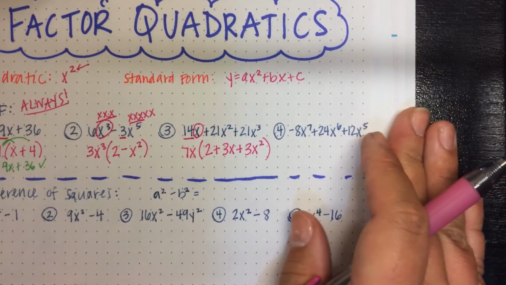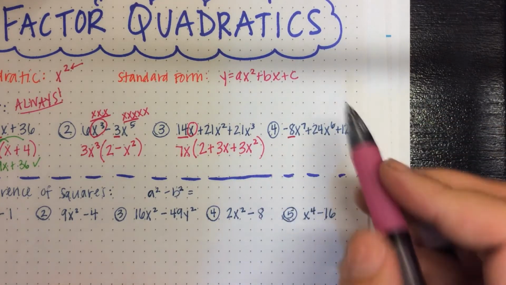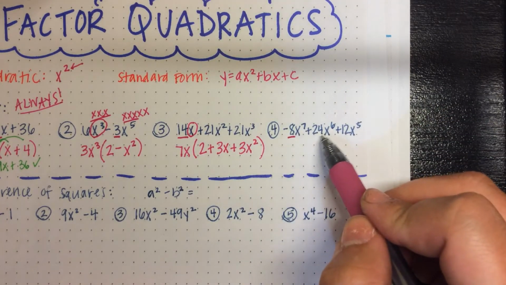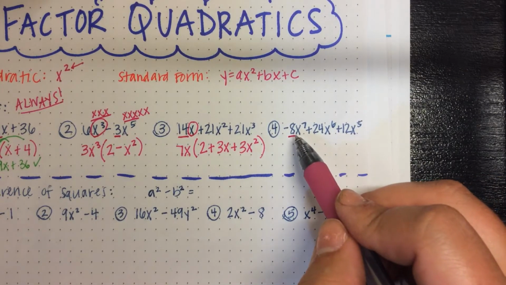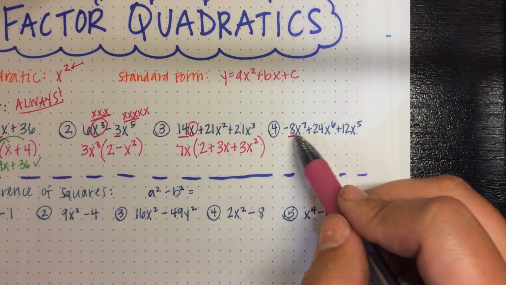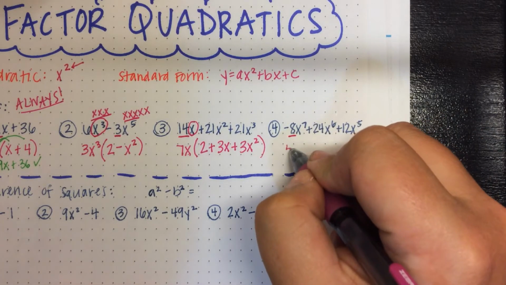Okay, I've got 8, 24, and 12. So I'm going to start with the 8. 8 does go into 24, but not 12. So I've got to get smaller. So the next biggest number that goes into 8 is 4. 4 goes into 8, 4 goes into 24, and 4 goes into 12. So I'm going to have to take out a 4.